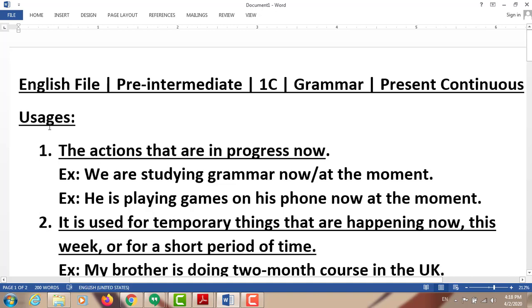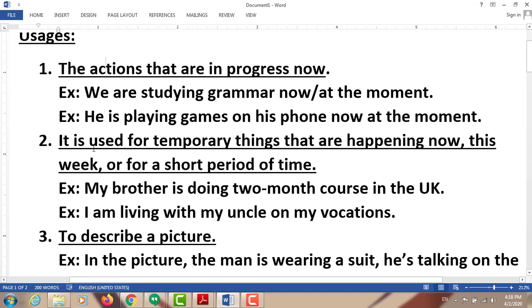Now let me explain shortly again. For present continuous we have three uses. For present continuous we have three main uses. There are 3 or 4 more, but these are the main uses. The actions that are in progress right now, means at the moment of speaking, it's going on, it's in progress. We are studying grammar now, or at the moment, to make it very clear that this is a continuous form. For this usage we can add now or at the moment.